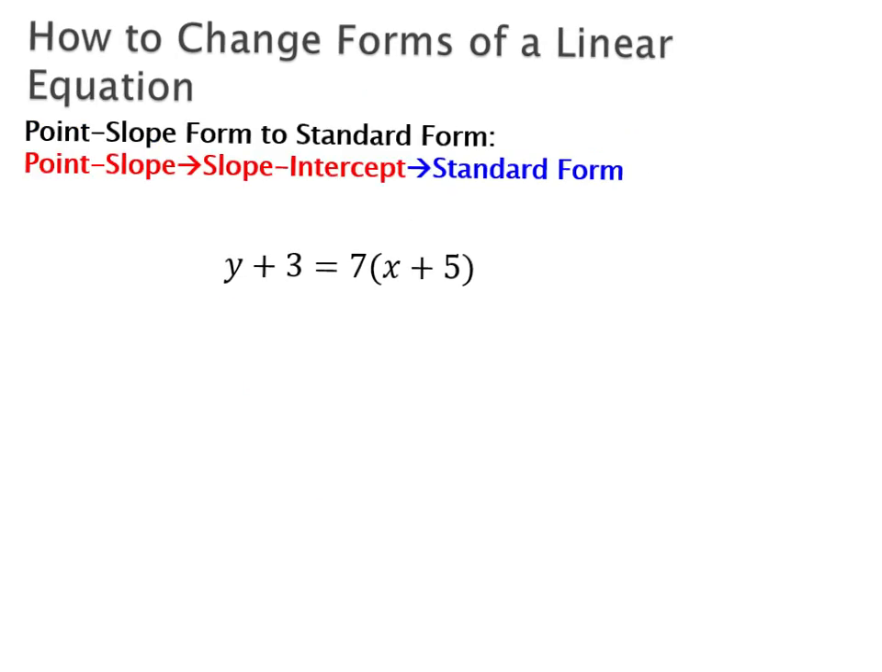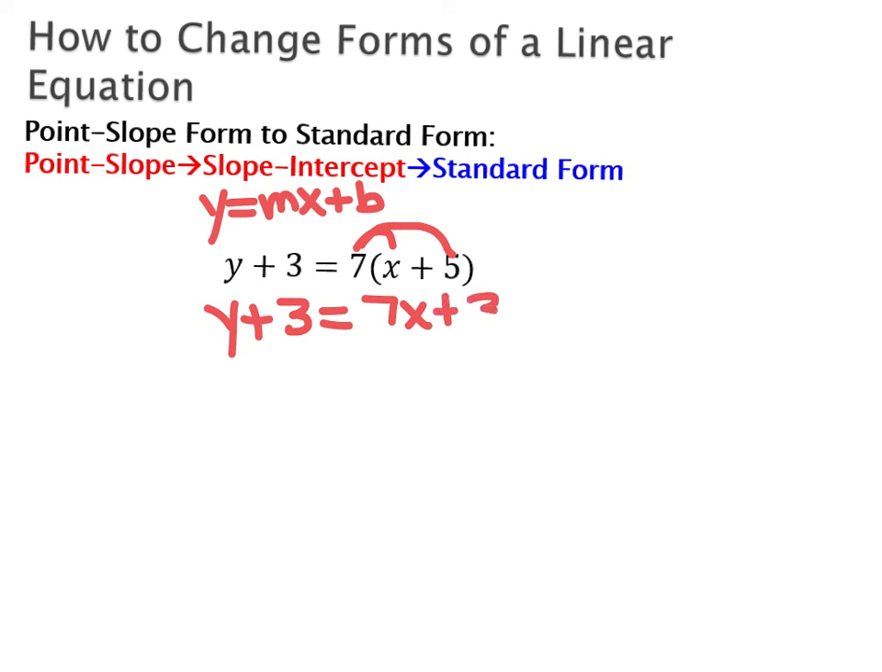In our last example, we're going to change an equation from point-slope form into standard form. So we're going to start with our equation in point-slope form and first change it into slope-intercept, which is y equals mx plus b. In order to do so, we'd first distribute our 7. So we'll have y plus 3 equals 7x plus 35. Then to finish getting y by itself, we would subtract 3 from both sides to get y equals 7x plus 32.